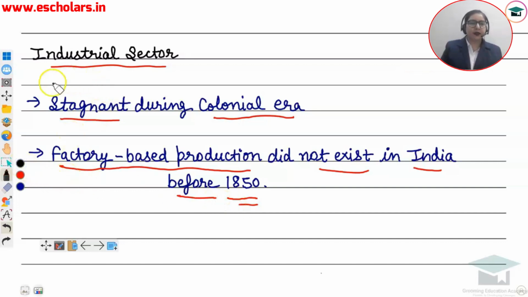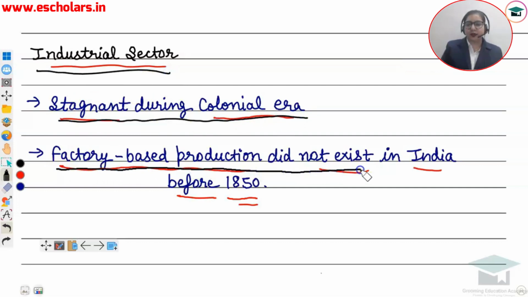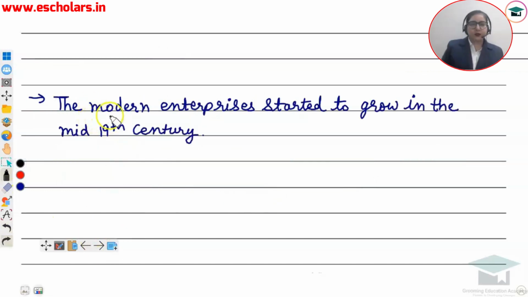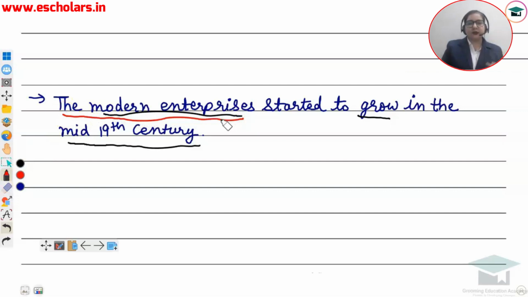Okay, so let's recall it till now. Industrial sector stagnant during colonial era. Factory based production did not exist in India before 1850. Next we have the modern enterprises started to grow in the mid 19th century. So let's recall it till now. The modern enterprises, that is the enterprises with advanced technology, started to grow in the mid 19th century.